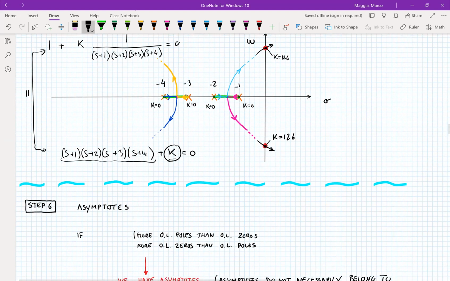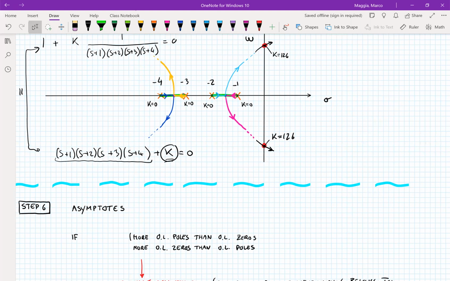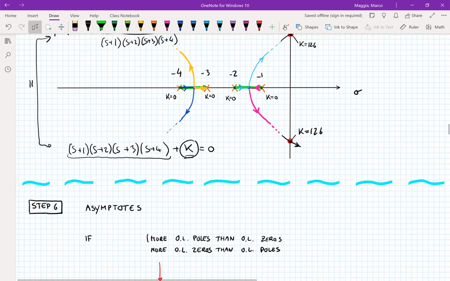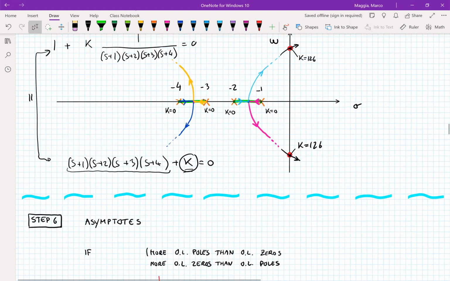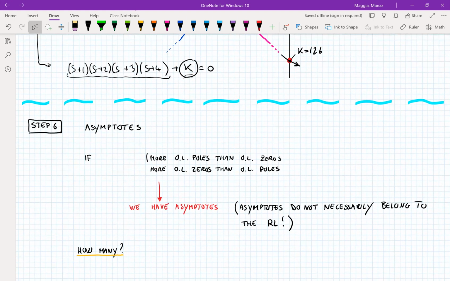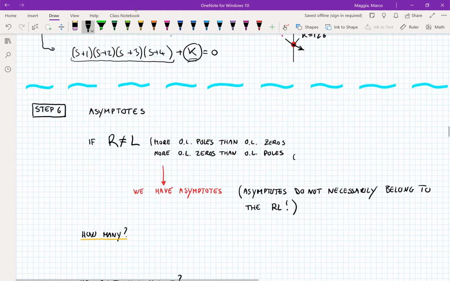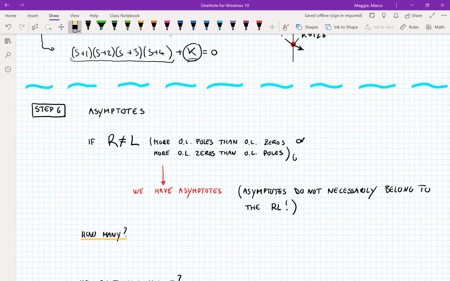Okay, so the last thing that I want to see today is step 6, and that talks about exactly the lines that the branches follow if they go or come from infinity. This happens when R is different from L. So if we have either more open loop poles than open loop zeros, or more open loop zeros than open loop poles, then the branches of the root locus will come or go from infinity following asymptotes.